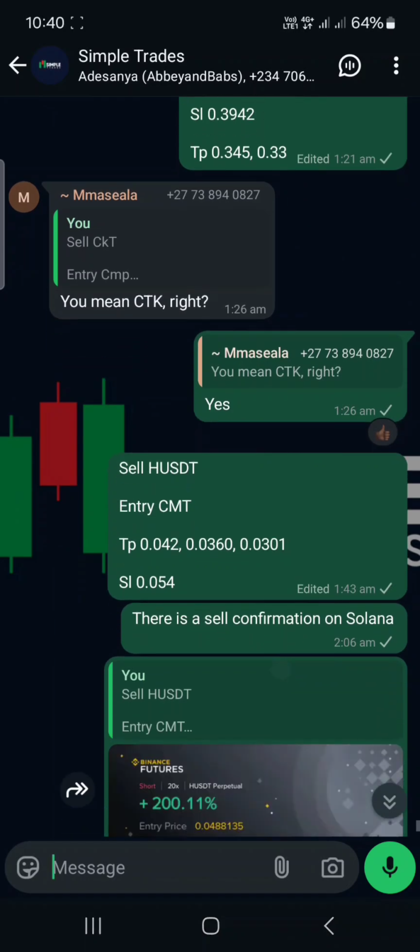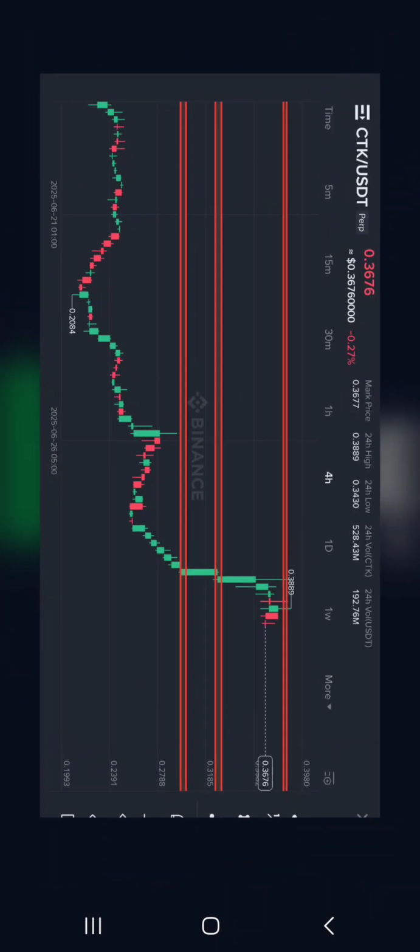Okay, let's look at another signal that we dropped in the group. Another signal we dropped in this group is HUSDT. Let's take a look at HUSDT.